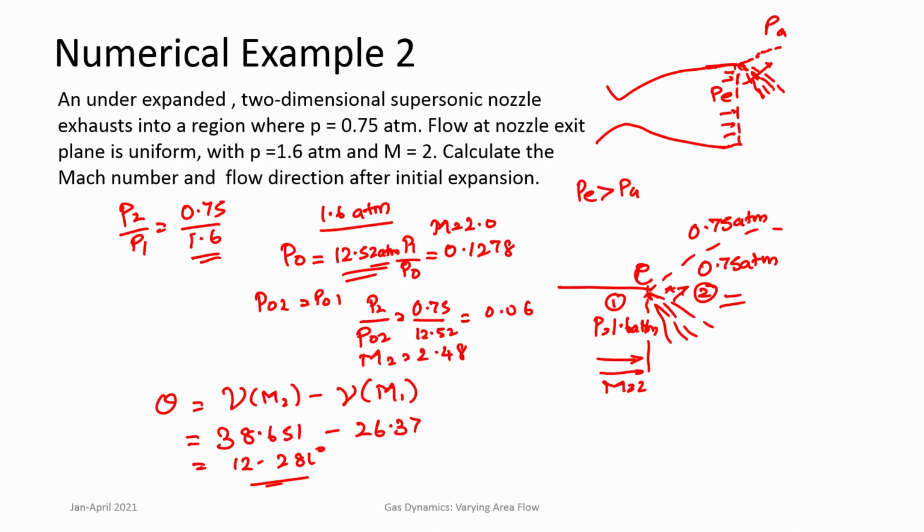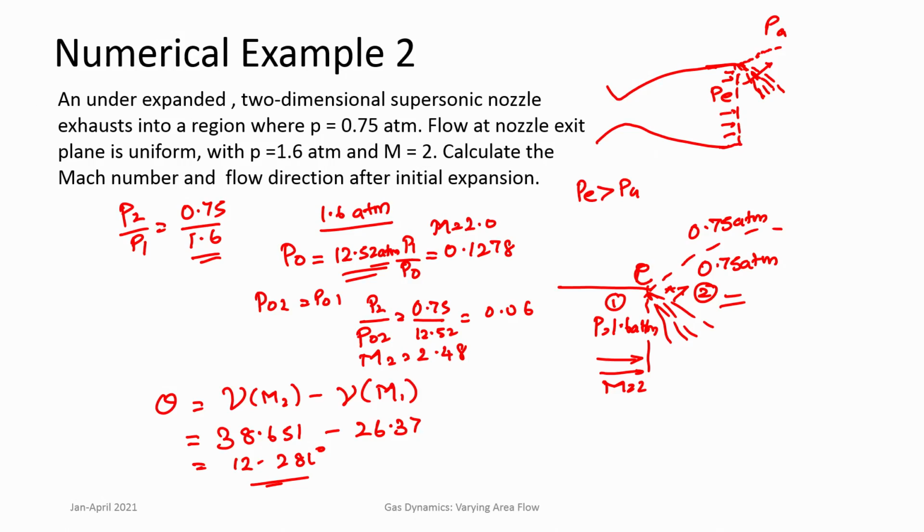So, you have used two concepts here. One is quasi 1D flow in the nozzle, and then an under expanded jet, and in the initial expansion you used Prandtl Meyer expansion relations. So, connected concepts being used here.